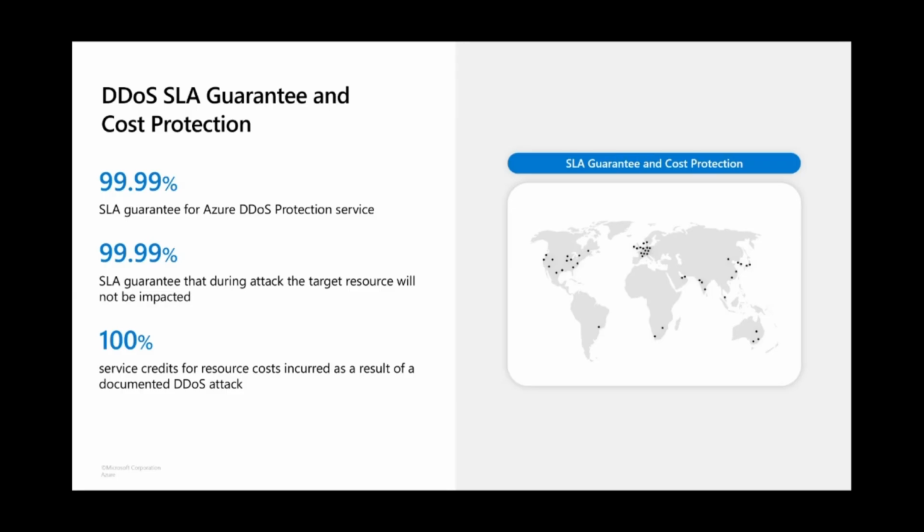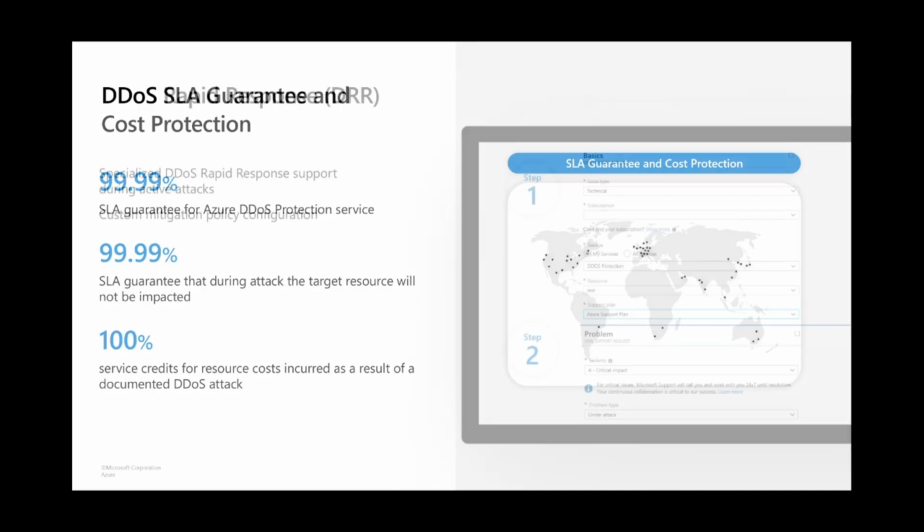And what this means is that, let's say, an example, you have a Kubernetes instance that is running, and because of a DDoS attack, the instance scaled out, and then you had extra cost incurred because of that. If that happens as part of a documented DDoS attack, then you can get all of these extra costs back as service credits if you have DDoS protection enabled on that cost. So you have 100% cost protection.